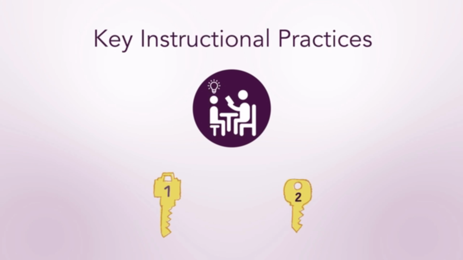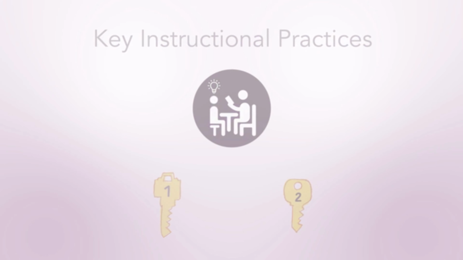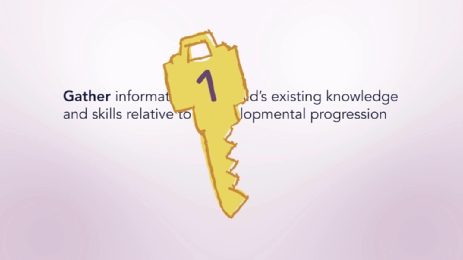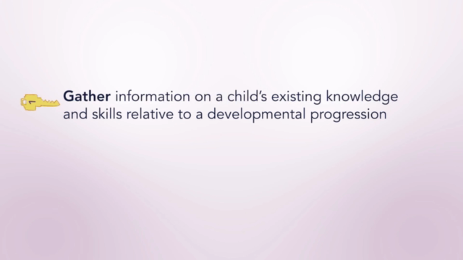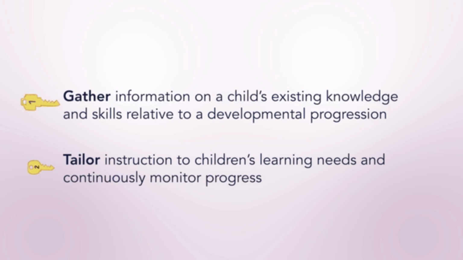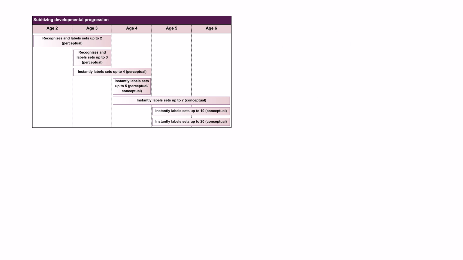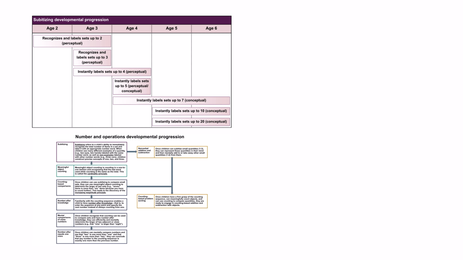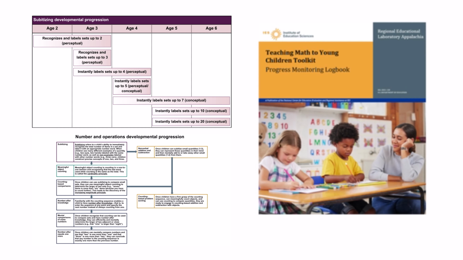Progress monitoring involves two key instructional practices. Gather information on a child's existing knowledge and skills relative to a developmental progression, and tailor instruction to children's learning needs and continuously monitor progress. To begin progress monitoring for subitizing, you will need the Subitizing developmental progression, the number and operations developmental progression, and your progress monitoring logbook. You will also need your learning journal for the exercises in this video.